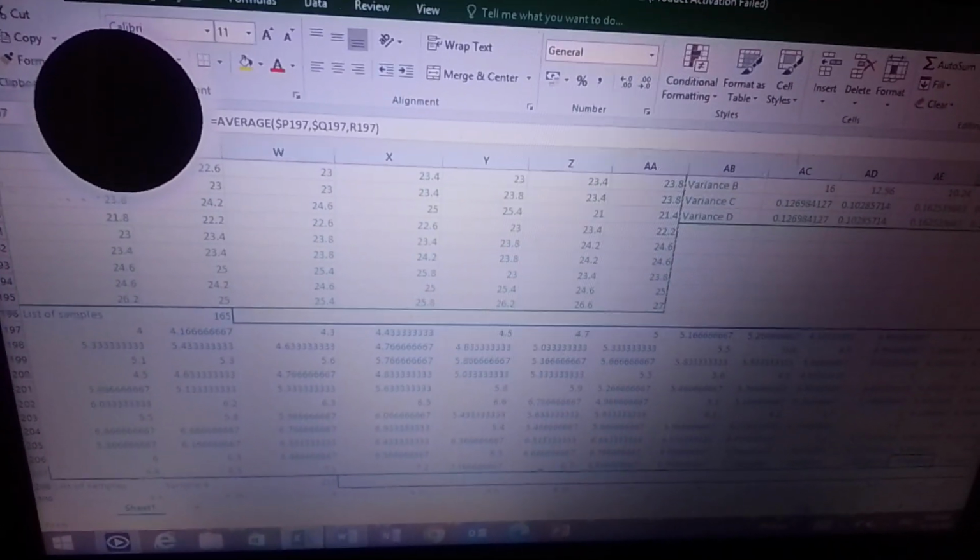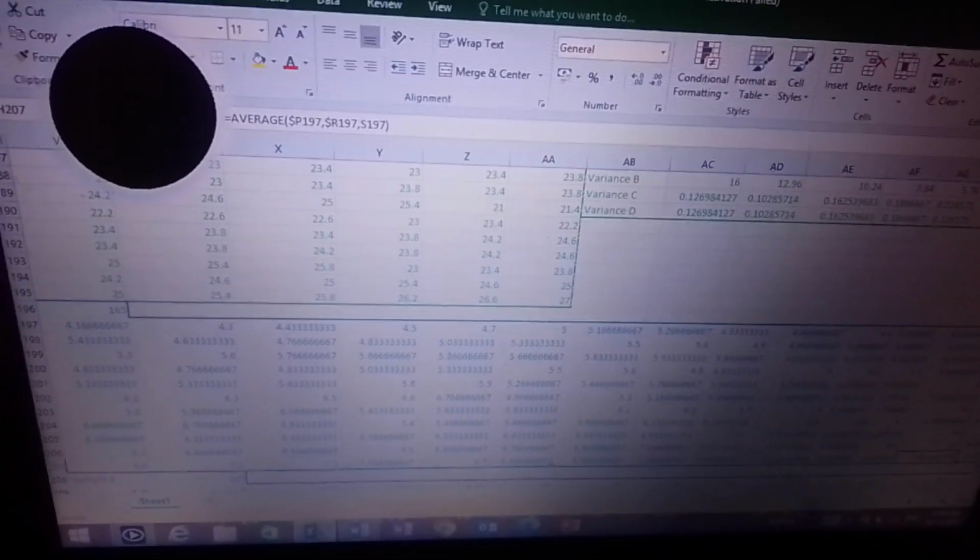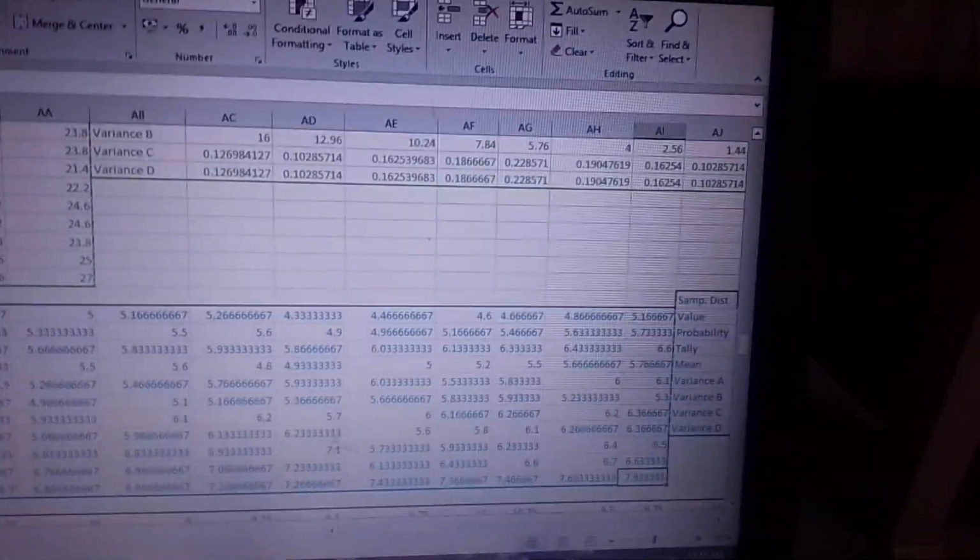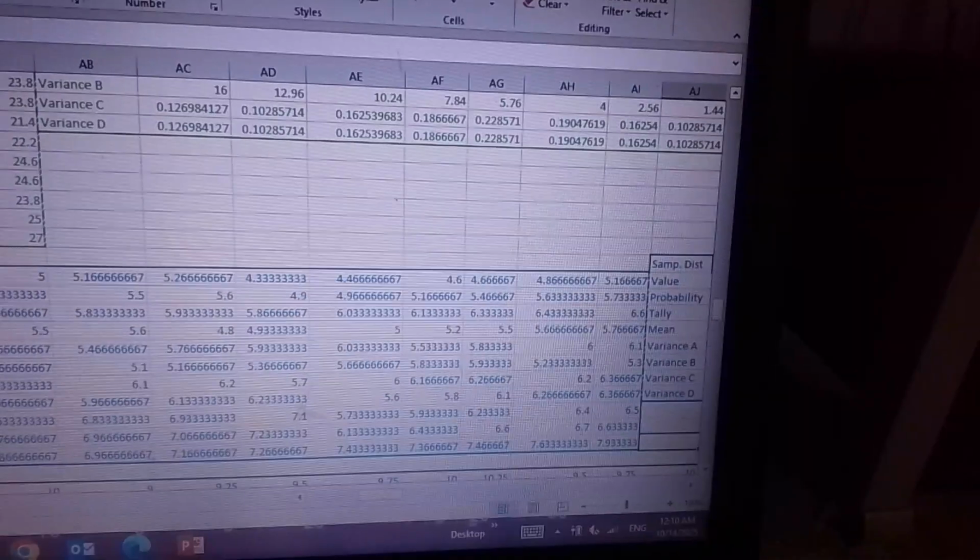Here we have no letter S, no letter R, no letter Q, and no letter P. And now we're done. So now we've already formulated 165 possible combinations. Now let's go on to formulating the sampling distribution table. To formulate the sampling distribution table, that's very easy.